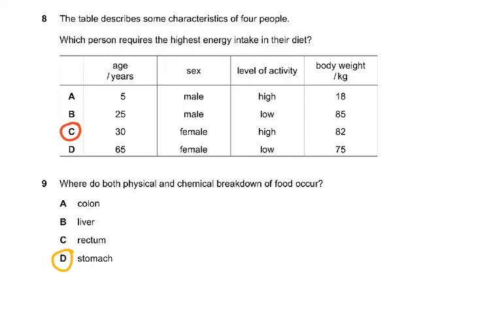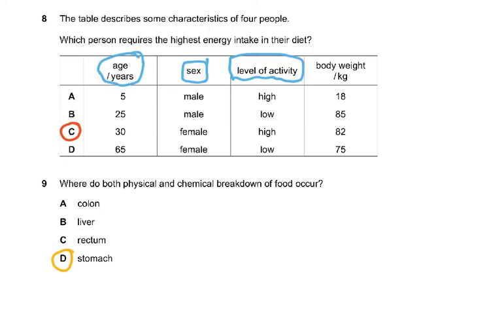Then it says question number 8. The table describes some characteristics of 4 people. Which person requires the highest energy intake in their diet? And what have they given you? They've given you age in years. They've given you the gender. Are they male or are they female? They've given you level of activity. Are they just couch potatoes sitting and watching Netflix, or are they athletes who work out and do a lot of exercise? And body weight in kilograms.